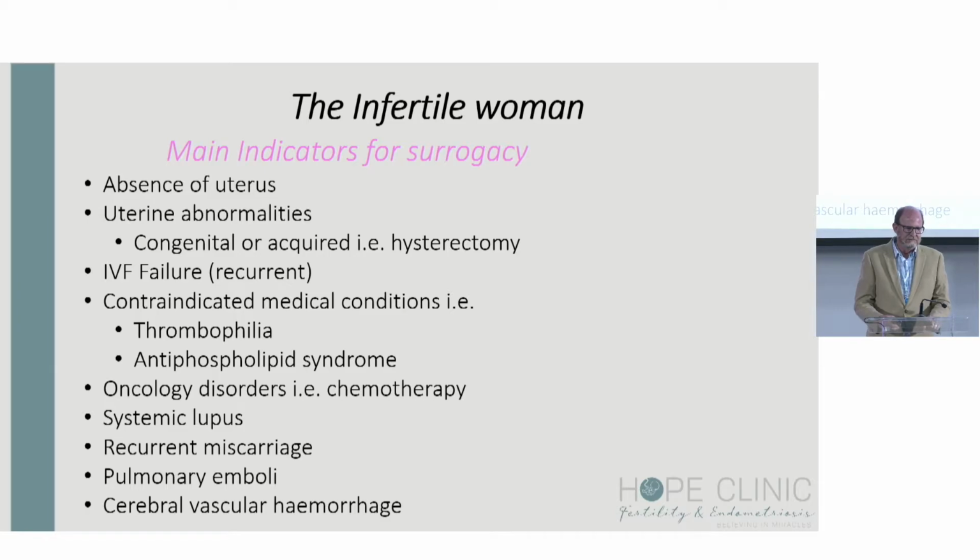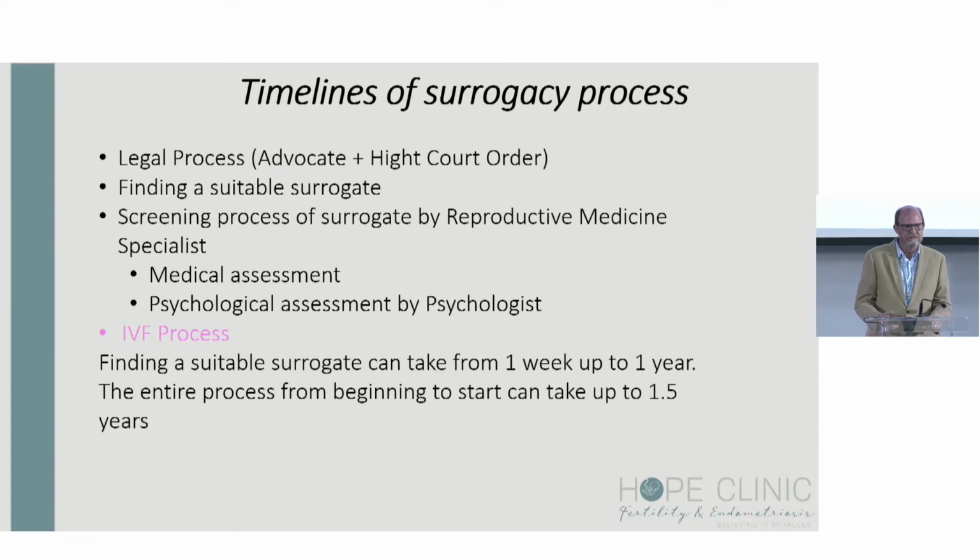There is a lot of medical jargon here, but the main ones are certain medical conditions. Some women that received oncology treatment, patients with recurrent implantation failures, and then patients that have lost their uteruses, it could be congenital or it could be because of things like fibroid uteruses or severe adenomyosis, which is endometriosis of the wall of the uterus.